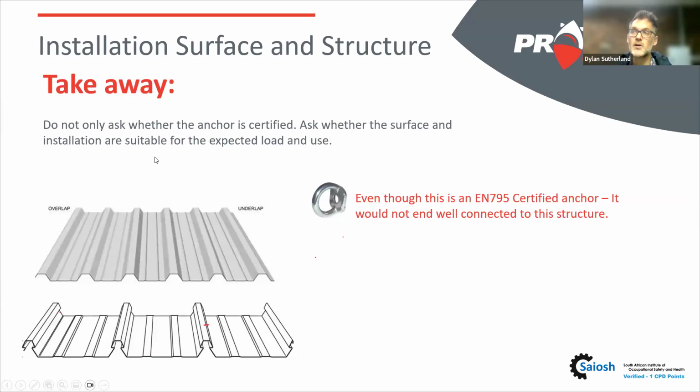So just a quick takeaway about that is, we do not only ask whether the anchor is certified, we ask whether the surface and the installation are suitable for the expected load, for the fall that it needs to arrest. So even again, if this anchor point is EN 795, if I put it onto one of these roof sheetings and I drop a weight on it, we can rest assured it's probably pulling out. And that's then going to be the A in our ABCs that pulls out and leaves that person striking the ground.